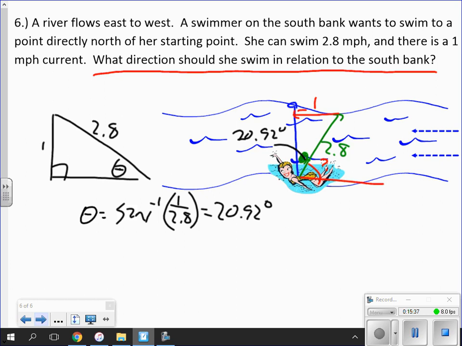That's easy. 90 minus 20.92, and she should swim at an angle of 69.08 degrees. So basically 69 degrees from the bank is the angle she should swim at if she wants to get directly across. So you swim at a little bit of an angle, and the current will push you down, and she should land directly across. All right.